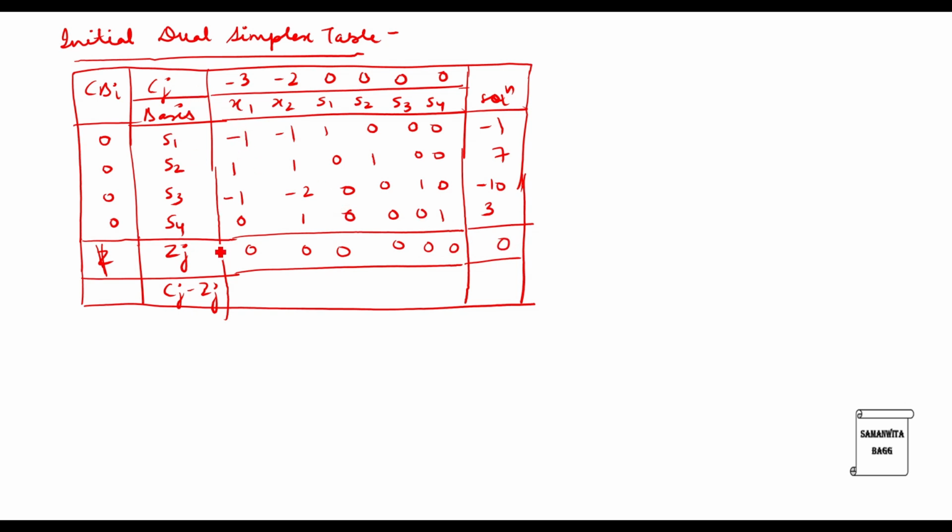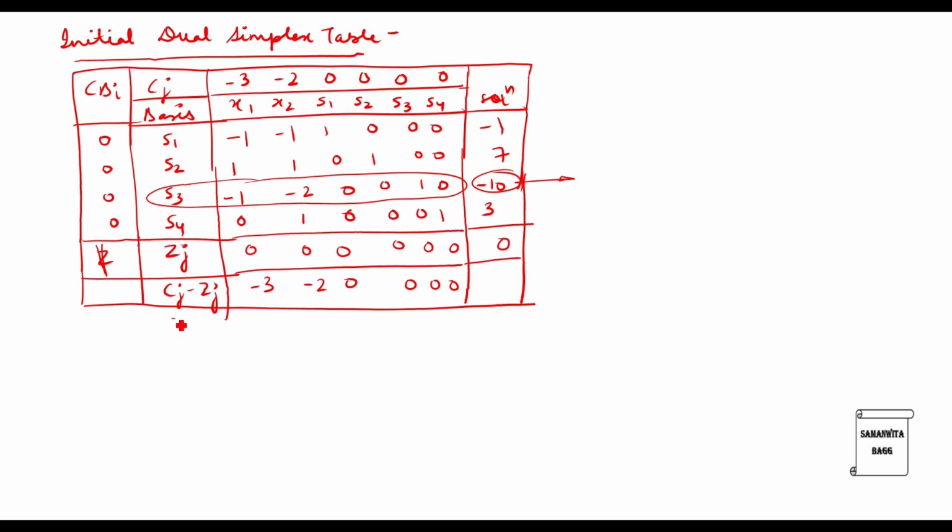Now I'll calculate Cj minus Zj. So this is minus 3, minus 2, 0, 0, 0, 0. These two values are negative, but for making the problem optimal we would need non-negative values. But here we have negative values in the solution column. So I will take up the minimum negative value. So it is minus 10 over here. So s3 will leave the solution. This is the leaving variable.